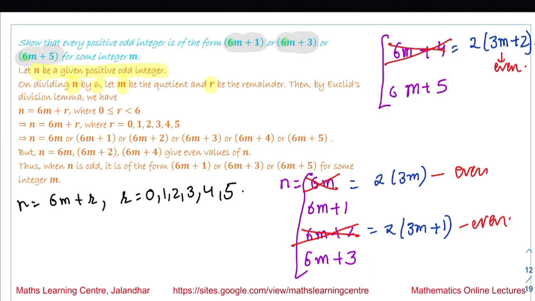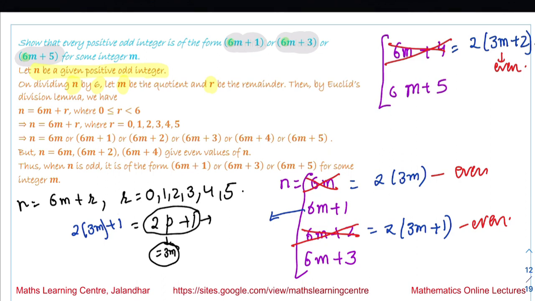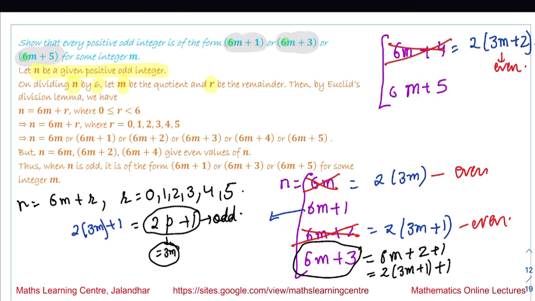Now if we look at this value over here, suppose I am talking about 6m plus 1, I can write it in the form 2 into 3m plus 1. This is equal to 2p plus 1, where p is equal to 3m, and we know all the numbers of the form 2p plus 1 are odd. Similarly, if I am looking at this value, I can write it like 6m plus 2 plus 1. This is equal to 2 into 3m plus 1 plus 1. This is equal to 2p plus 1. And we know these numbers are odd.